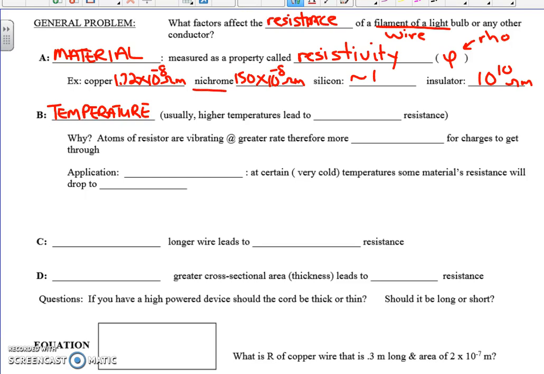Okay, for most materials, at least in this class, we're going to say higher temperatures lead to greater resistance. It's a very small effect. If we were to plot resistance versus temperature, we would see a very flat linear line. Another way to put it: if I take a light bulb, the filament has a certain resistance at room temperature. If I put it in a freezer, it gets colder and the resistance will actually go down. Not a whole lot, but it will be measurable.